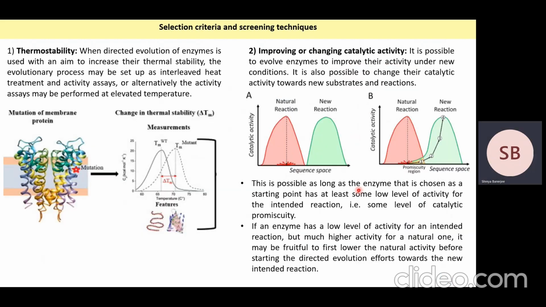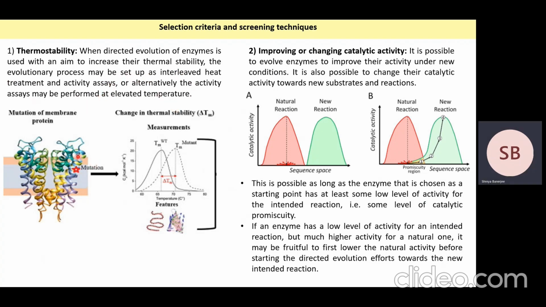Selection criteria and screening techniques. So one criteria is thermostability. When the directed evolution of enzymes is used with an aim to increase thermal stability, the evolutionary process may be set up as interleaved heat treatment and activity assays. Or alternatively, the activity assay may be performed at elevated temperatures.